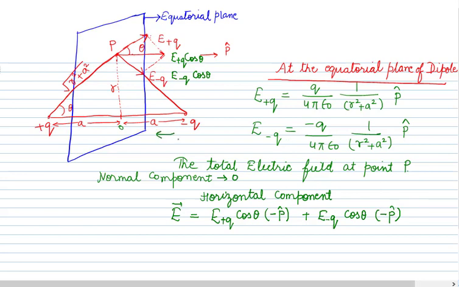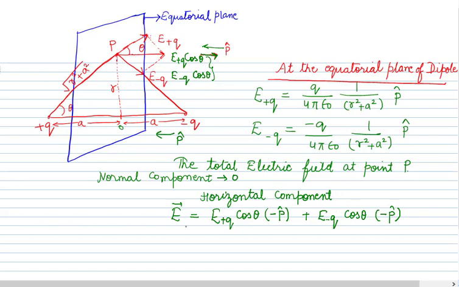So our E to the power plus q cos theta is in the opposite direction. Fine. So here we have taken the direction as minus p cap. These two are opposite, so we will write down here minus p cap. And similarly, we can write down for E to the power minus q cos theta. Fine. So this is again minus p cap.